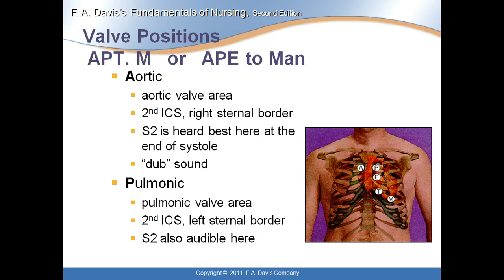Again, here's another picture. The aortic valve is at the second intercostal space, right sternal border. S2 is actually heard here. S2 is the dub of the lub dub. So if you're listening to the heart and you hear lub dub, lub dub, lub dub, S2 is that dub, which is the aortic valve. Pulmonic is the second intercostal space, left sternal border, and that's where you also hear S2, which is that dub.